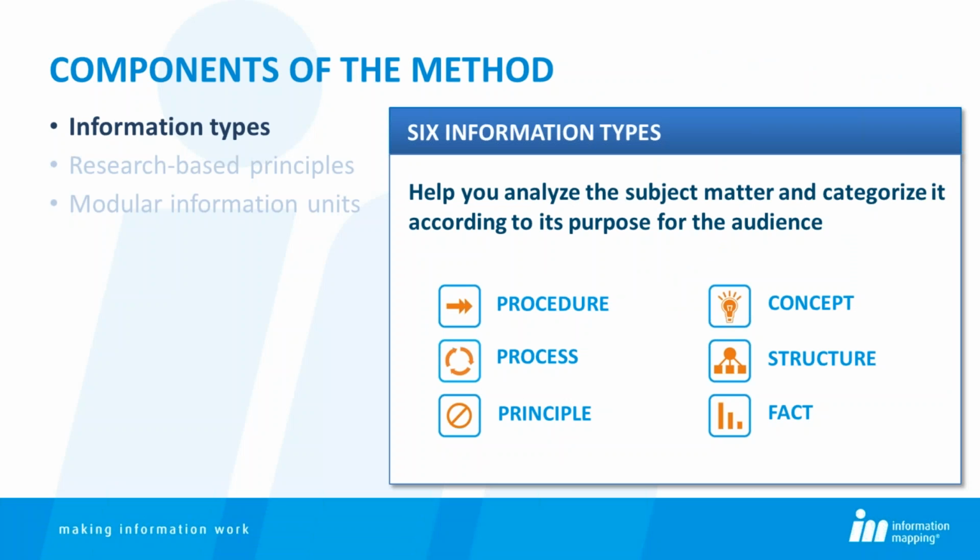And we have 3 basic components of the methodology, and they're really the foundation of the methodology itself. These 3 items are the information types, the research-based principles, and modular units of information. The information types help you to analyze the subject matter and categorize it according to its purpose for the audience. And we have 6 of them. It's procedure, process, principle, concept, structure, and fact.